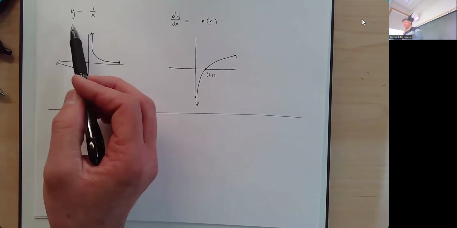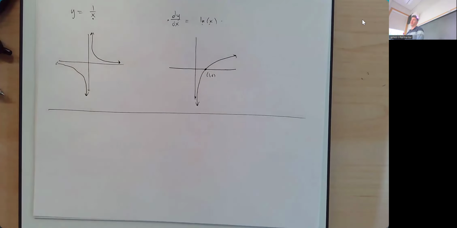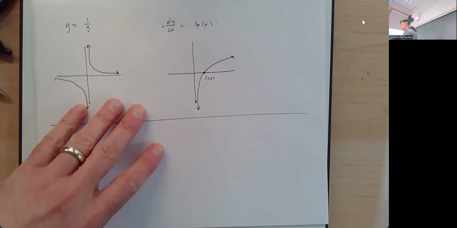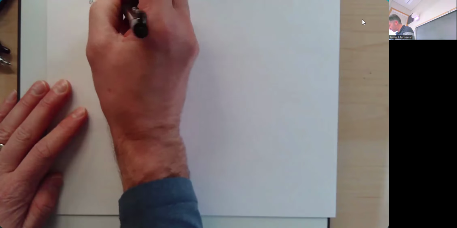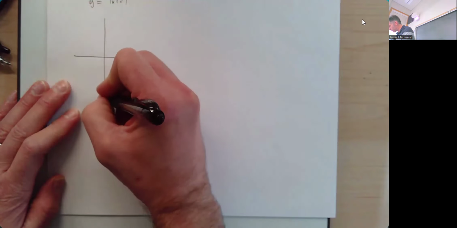I wrote that the function was 1 over x and the derivative was the natural log of x. But what's the derivative of the natural log of x? 1 over x. So let's just pretend like that never happened. Fix it. So here's what I should have been writing. Apologies. The function natural log of x looks like this.